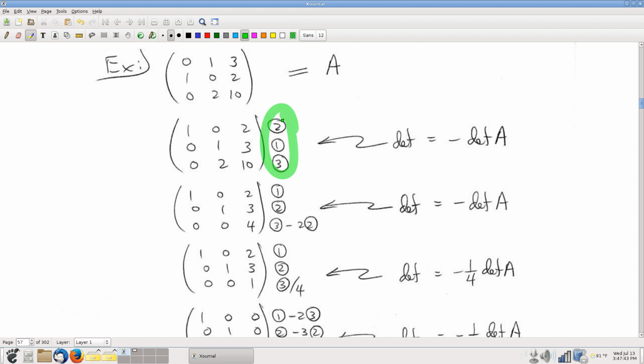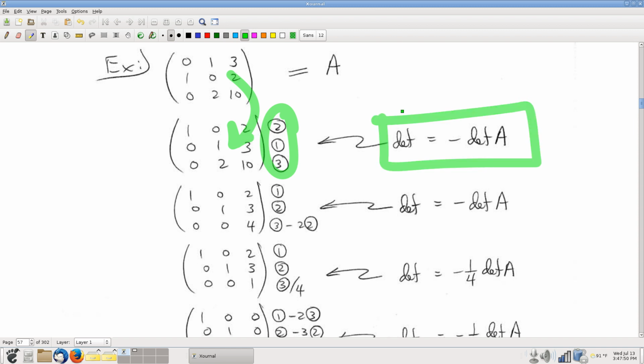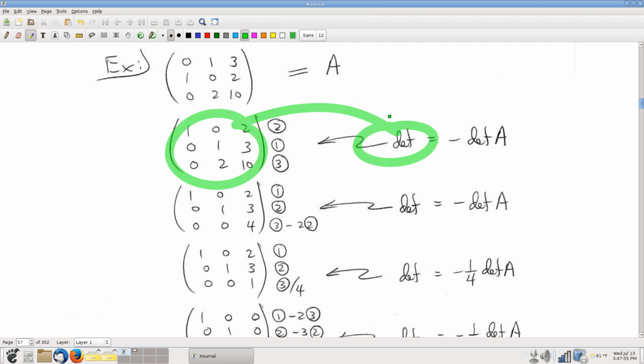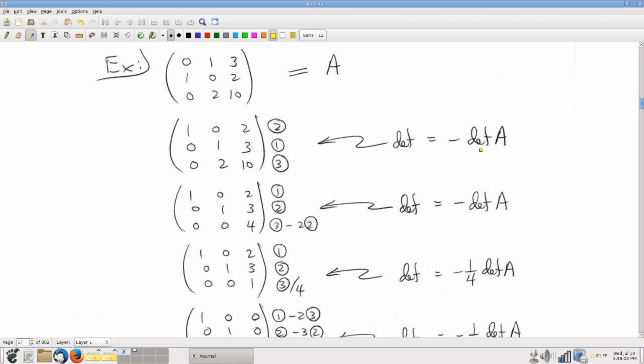So here, because I switched two rows, the relationship between those determinants is just that of a minus sign. So that means that this matrix has a determinant that's just the negative of the original matrix. All right, next step. Going from there to there, I add a multiple of one row to another row. That doesn't change the determinant at all. So these two matrices have the same determinant. That is, it's still equal to the negative of the original determinant.